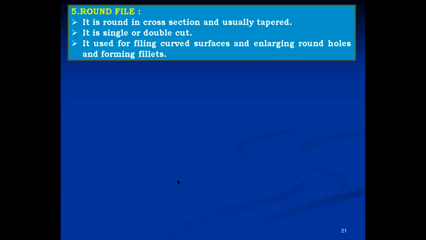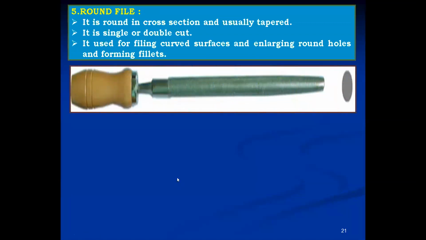And fifth one, round file. So round file, it is round in cross section here. The cross section of this file is like a round. So this is a round file, and usually these files are taper.